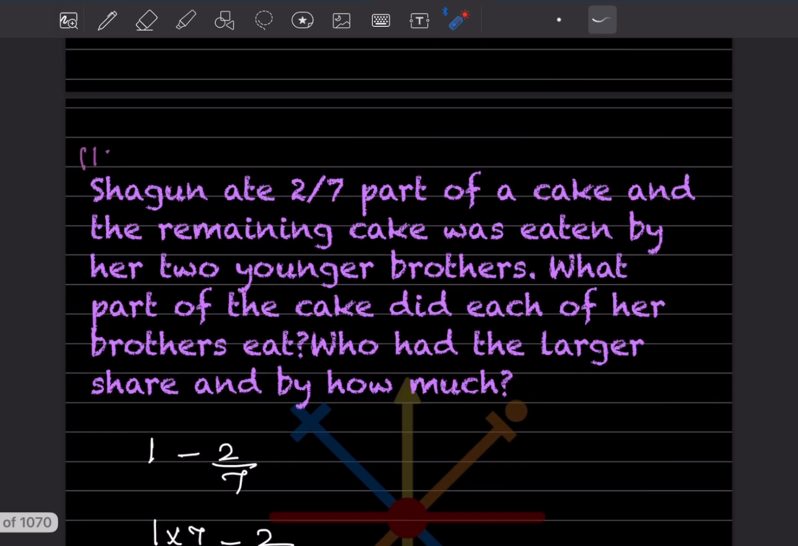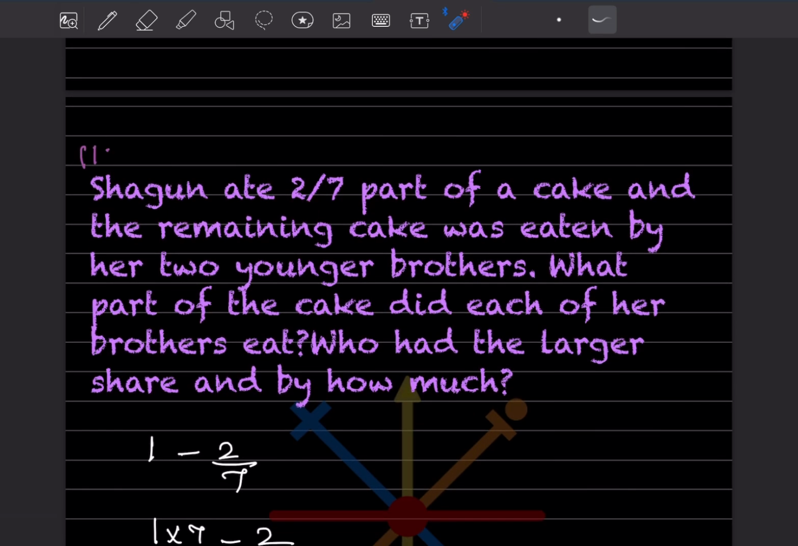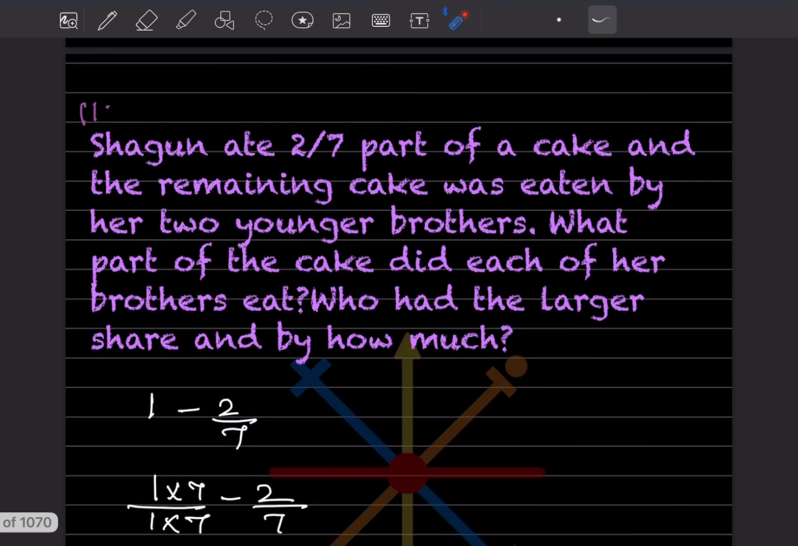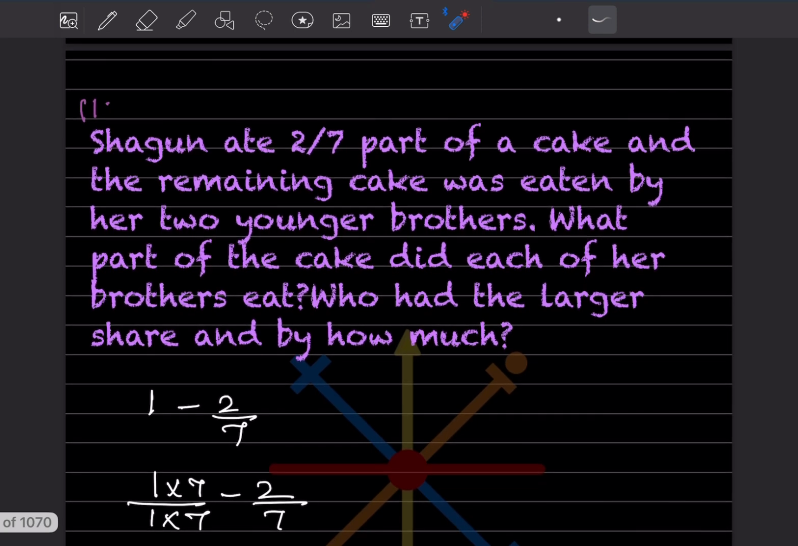Shagun ate 2 by 7 part of a cake, and the remaining cake was eaten by her 2 younger brothers. What part of the cake did each of her brothers eat? Who had the larger share and by how much? So now what we can do, the whole cake means we are going to put here 1, and 2 by 7 of a cake means from 1, that is 2 by 7 is eaten.